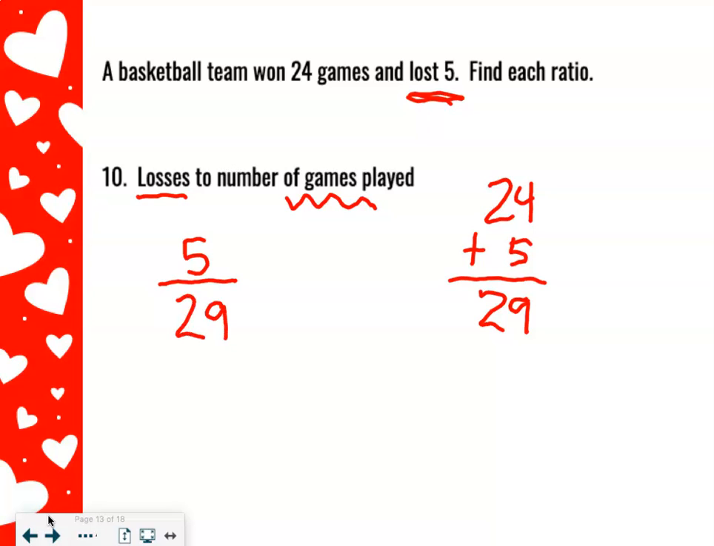Can I reduce 5 over 29? Nope. This is it, folks. Done. We're just cruising right along here, aren't we?